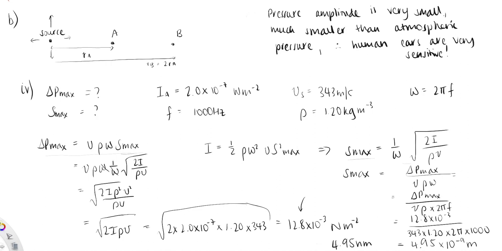For this question, if you got both of these equations out for P max and S max, you got a mark each for those. If you got the correct answers out, you got a mark each for those. And then if you had something sensible written about the human ear, you would get 2 marks for that.